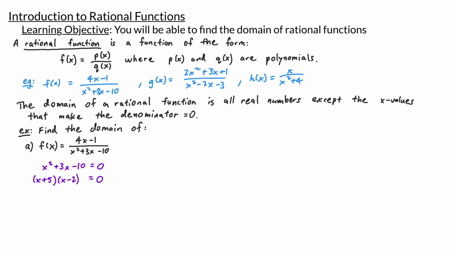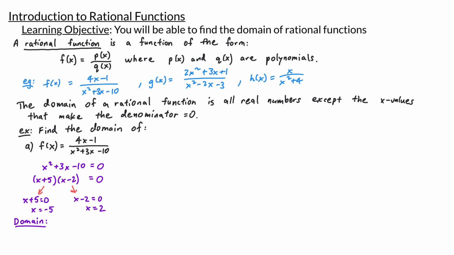Whenever the product of two things is equal to 0, that tells me that either the first factor equals 0 or the second factor equals 0. So we can split this equation up into two parts. We either have x plus 5 equals 0 or x minus 2 equals 0. And we can solve these individual equations. On the left here, subtract 5 from both sides to get x equals negative 5. And on the right, add 2 to both sides, we get x equals positive 2. So these are the two x values that make the denominator equal to 0.